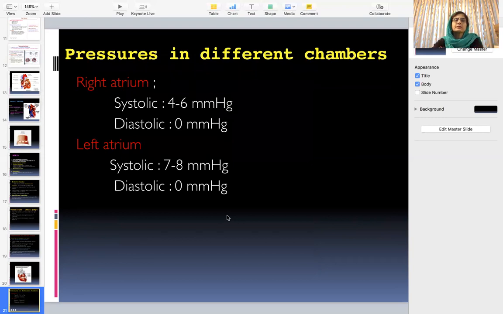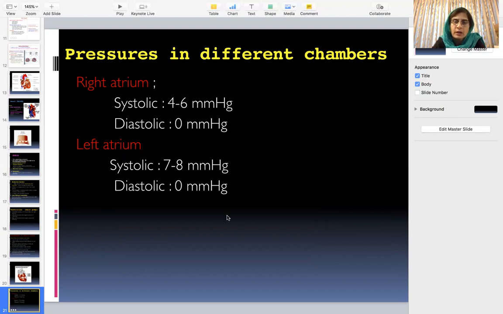Now the second topic is the pressure in different chambers. There are four chambers in the heart, two atria and two ventricles. Each has different pressures. The highest pressure is called the systolic pressure. When the heart contracts, there is increased pressure. That is called the systolic pressure. And when the heart is in a relaxed state, that pressure is called the diastolic pressure.